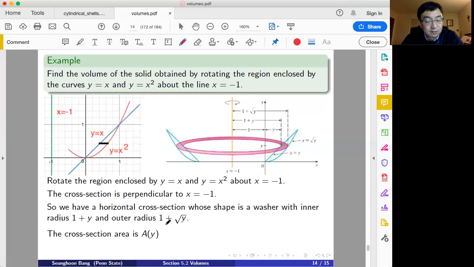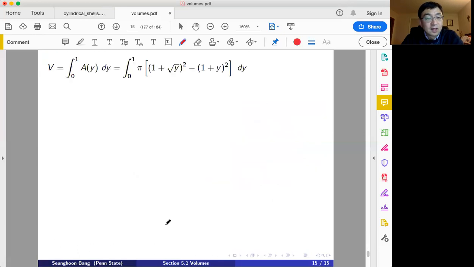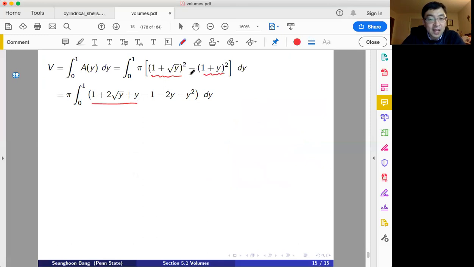Then calculate and simplify. The 1 plus the square root of y, squared, is this one. The 1 plus y, squared, we take negative and simplify. So 2 square root of y minus 2y, minus y squared; the 1 is cancelled.